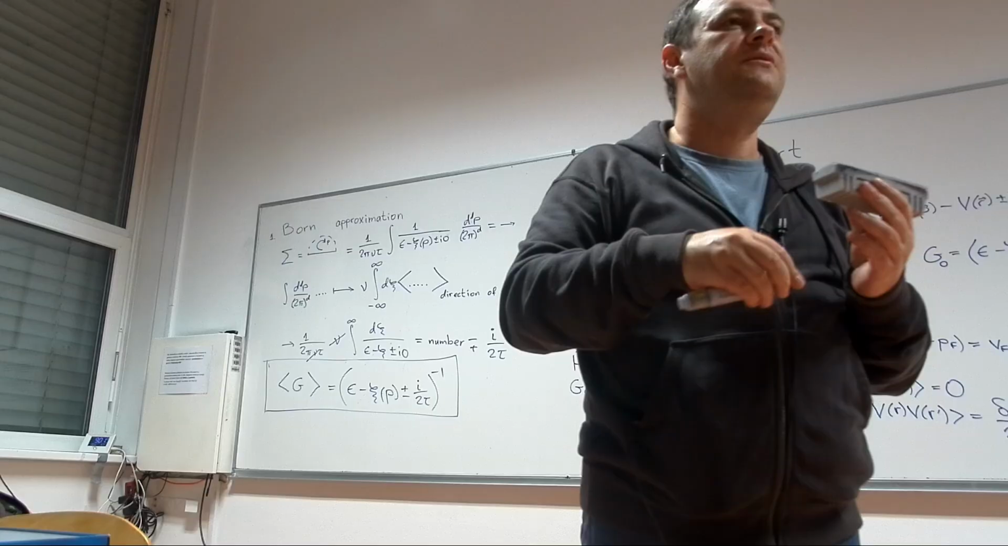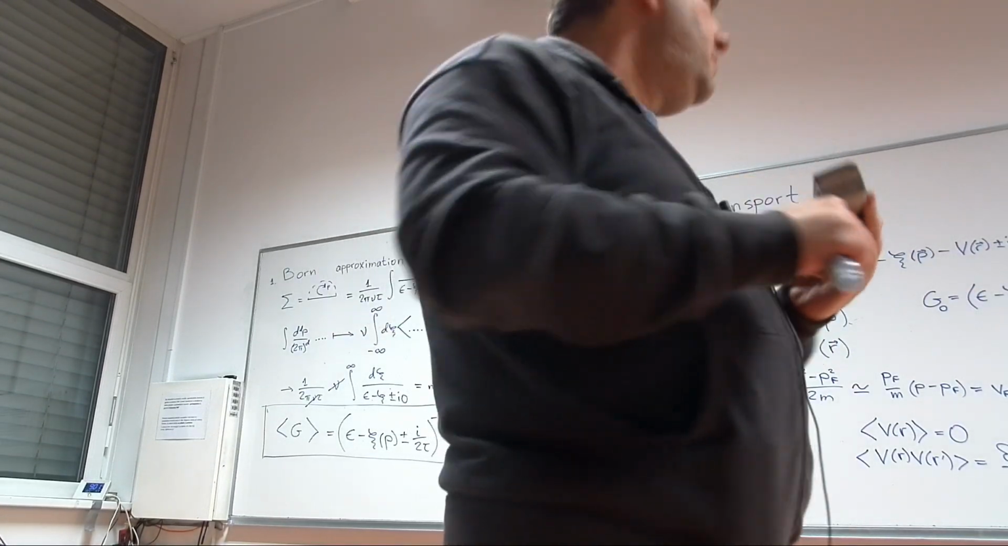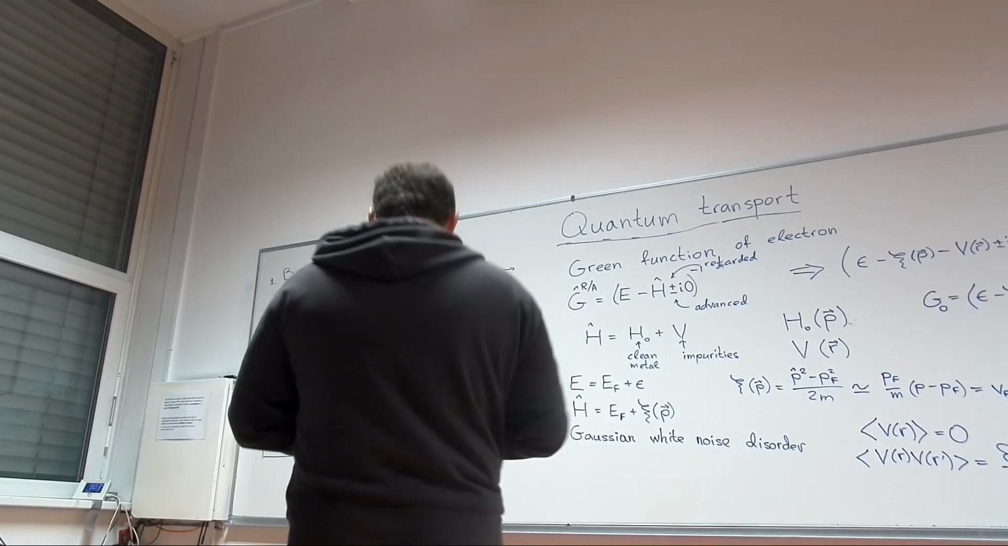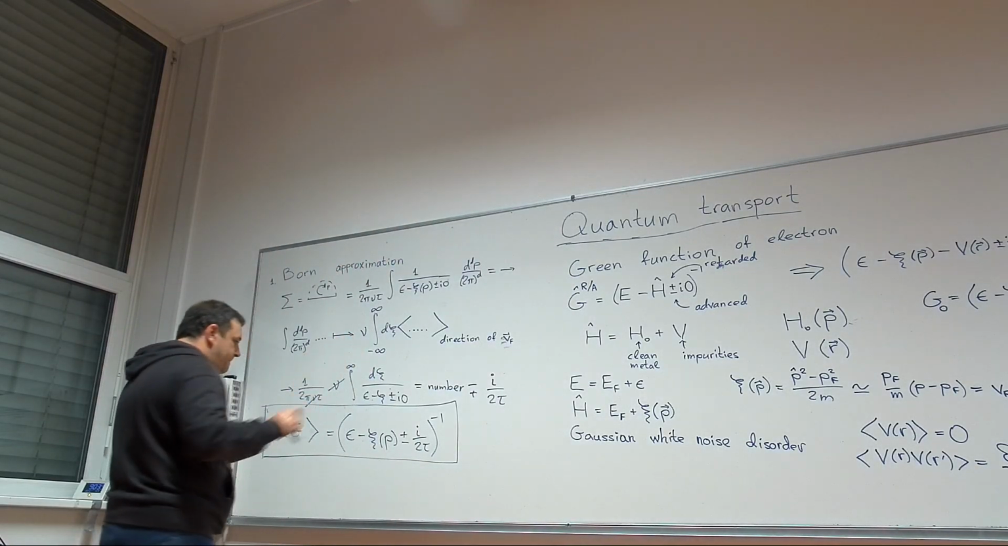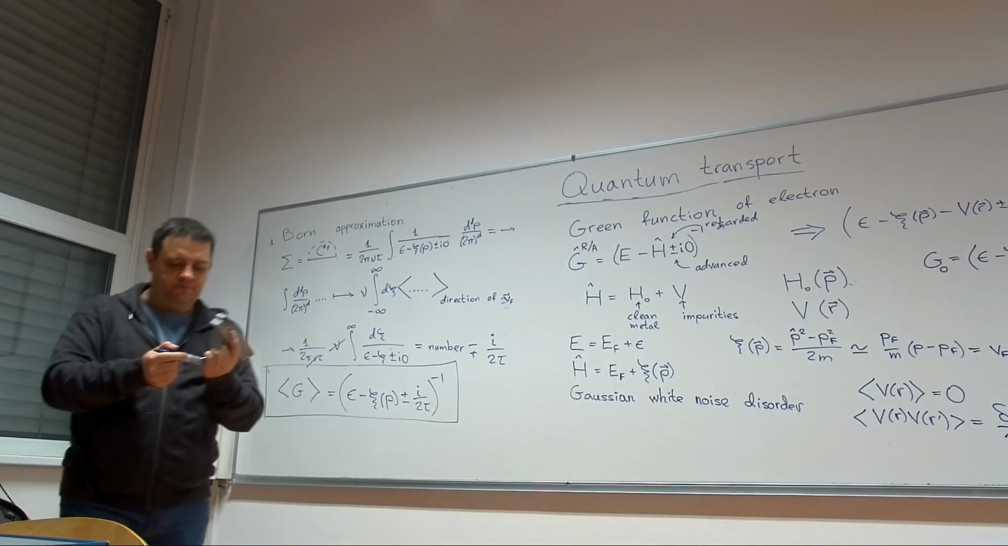So here, this Green function is not analytic, right? Because usually you expect the imaginary part to drop to zero at the Fermi surface, right?